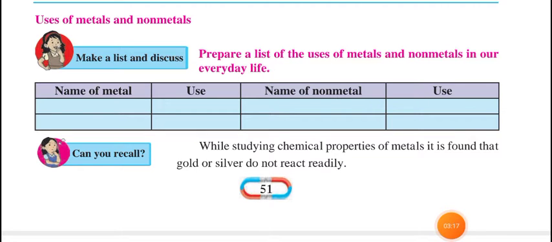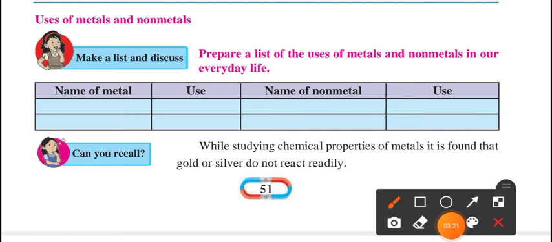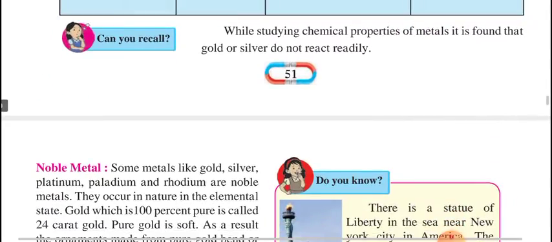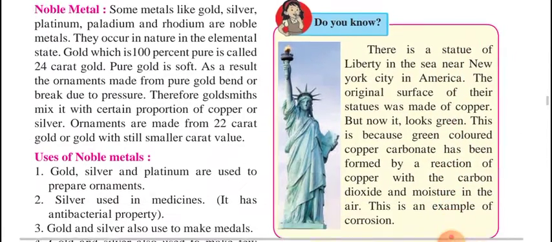As we have seen two tables of uses of metals and non-metals, with the help of those tables, please complete this chart. Write down the name of a metal and its use. Write down the name of non-metals and their uses. This is the part of your homework which you have to complete at home in your homework notebook. Okay.